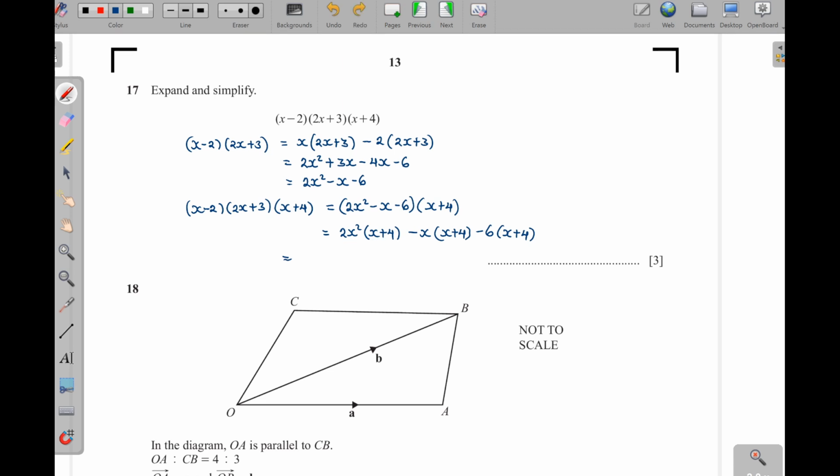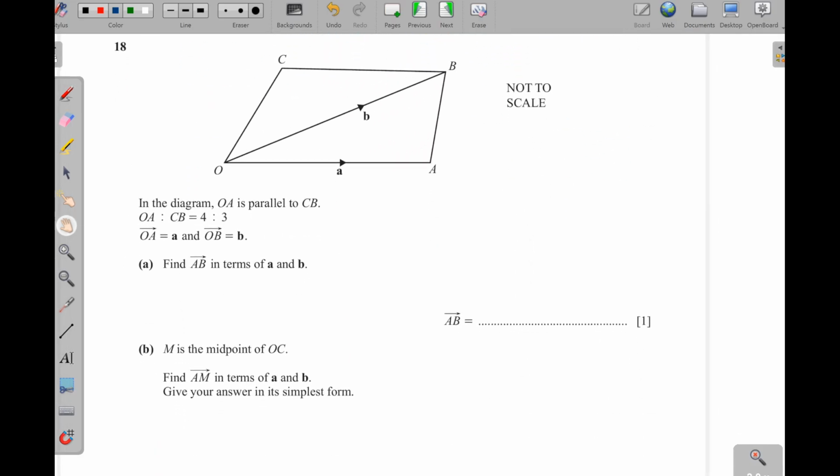Okay, then what do we get here? When we multiply, we get 2x cubed, then plus 8x squared minus x squared minus 4x. Remember, the negative affects whatever is inside here. Then minus 6x, then minus the 24. So simplified, it will be 2x cubed. This one will give us 7. So plus 7x squared. This one will give us a minus 10. Minus 10x, then minus the 24. As simple as that. Then question 18 is coming from vectors.